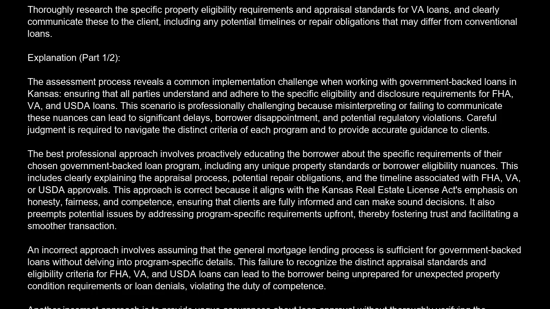An incorrect approach involves assuming that the general mortgage lending process is sufficient for government-backed loans without delving into program-specific details. This failure to recognize the distinct appraisal standards and eligibility criteria for FHA, VA, and USDA loans can lead to the borrower being unprepared for unexpected property condition requirements or loan denials, violating the duty of competence.